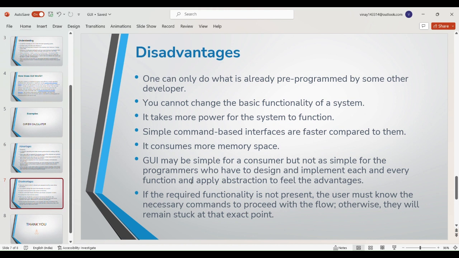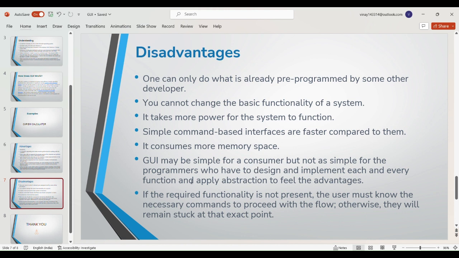Let's see some disadvantages of the GUI. One can only do what is already pre-programmed by some other developer. You cannot change the basic functionalities of the system. It takes more power for the system to function. Simple command-based interfaces are faster compared to them. It consumes more memory space.